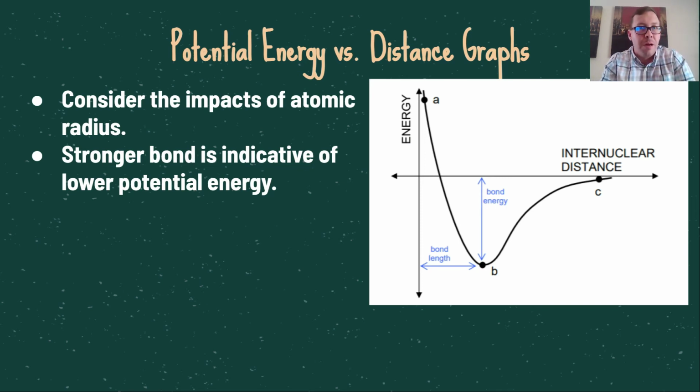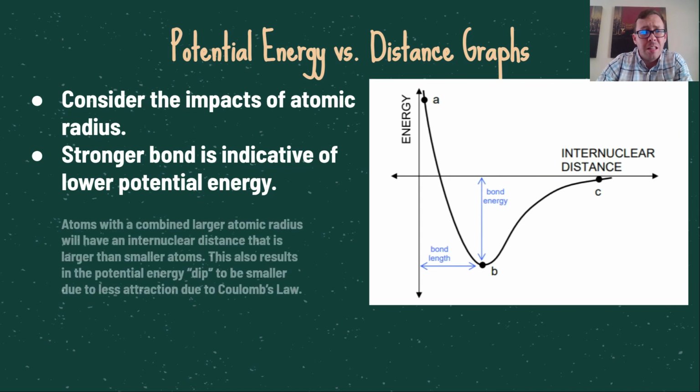If we have a double bond or a triple bond, the bond length is going to be shorter, so the internuclear distance is going to be smaller. So we need to think about shifts in this graph based on whether the bond is stronger or weaker than what we've looked at. So let's summarize and see what that looks like.